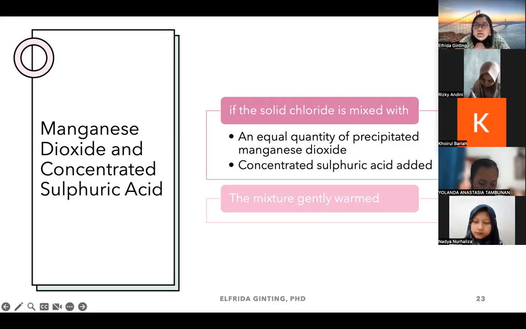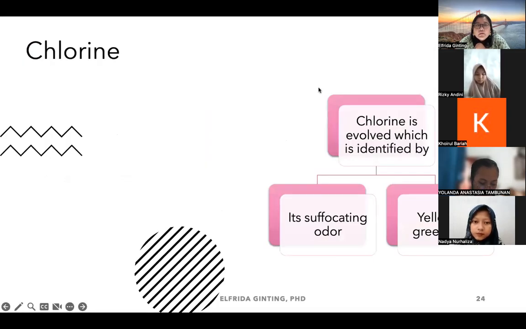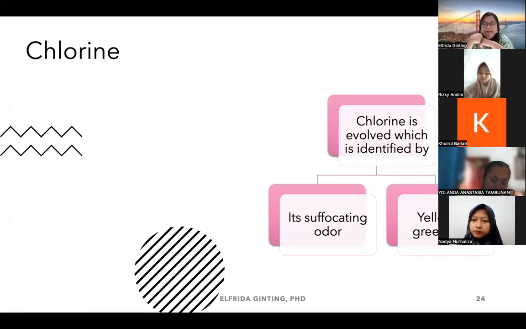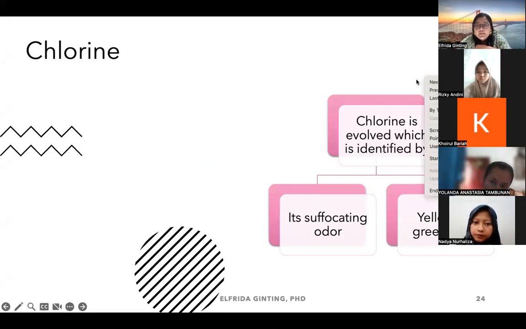Okay, the reaction. The chlorine gas is also suffocating. Like I mentioned, if you do the experiment with Bakelin, then you will smell something that makes you suffocate. And the color is yellowish green.